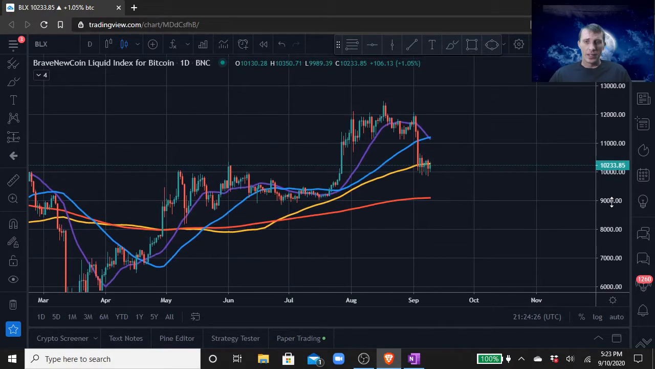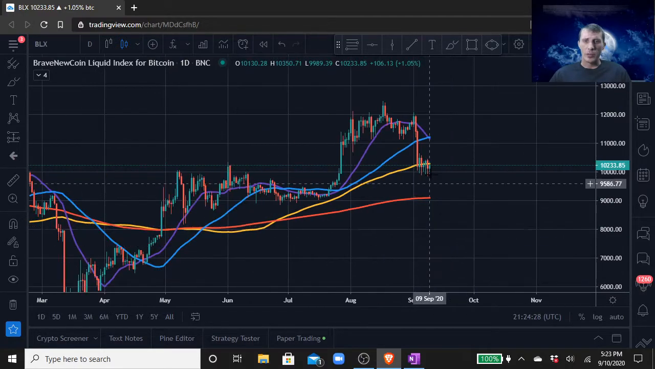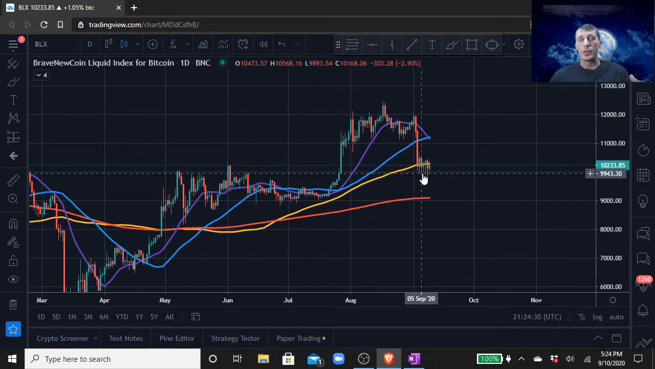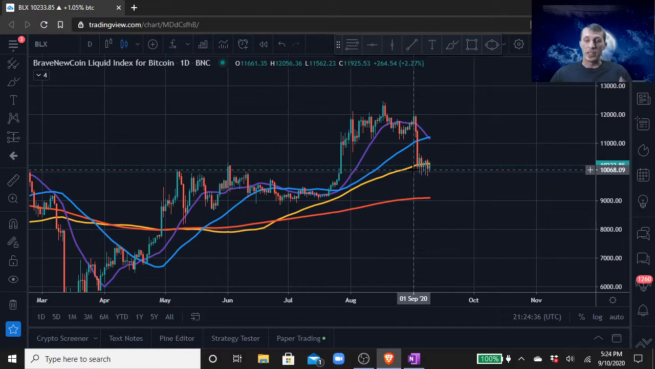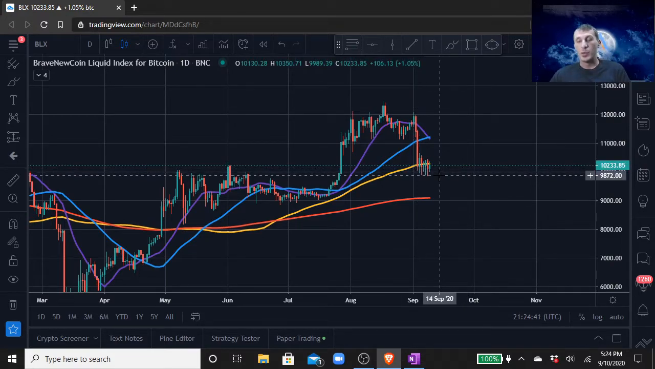But you guys got to remember that every single time we test this support area, it's going to get weaker and weaker and weaker. We don't have buyers down there forever. So as we come down and we test it and we're taking out buyers, eventually no more buyers left, and then the floor falls out.